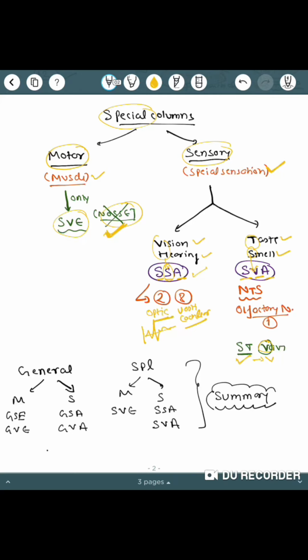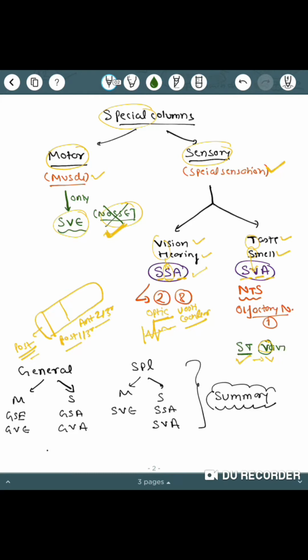And taste and smell. Our taste sensation, assume that this is the tongue. We have divided it into three parts: anterior 2/3, posterior 1/3, and the last posterior part. These are the three parts of the tongue supplied by different cranial nerves which carry taste sensation.